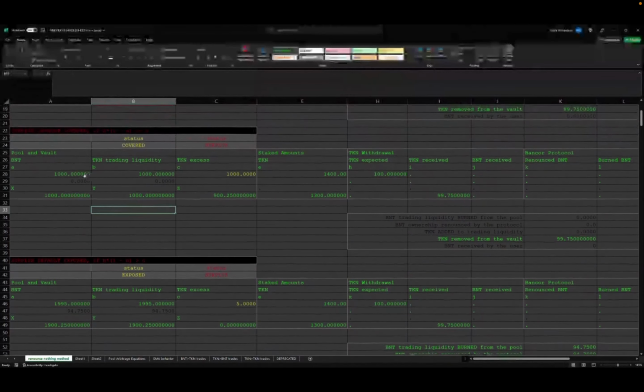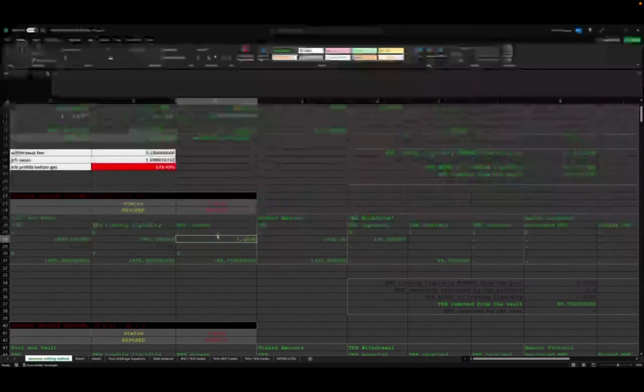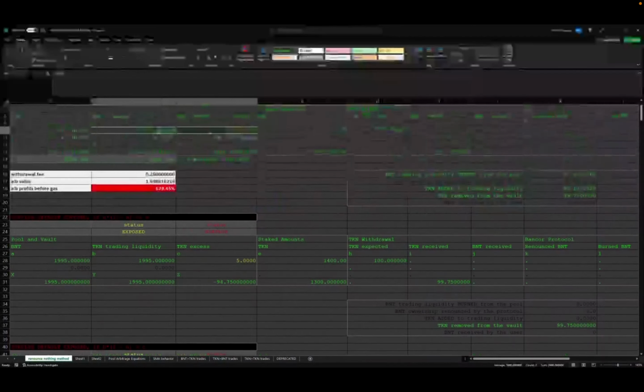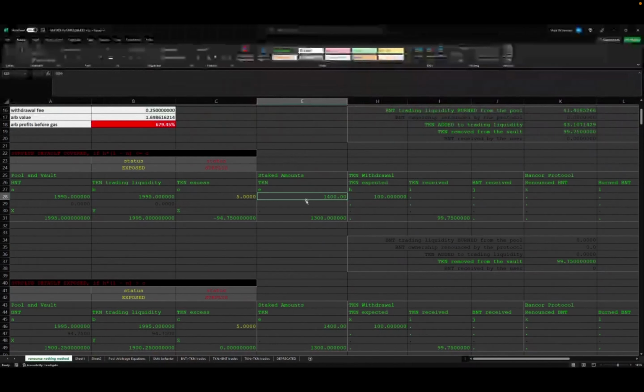So what we can do is change some of these balances around so that we end up with basically the same distribution of tokens. There's slightly more BNT now because there's more TKN trading liquidity, and there's a lot less in the excess, but there's still a total of 2,000 TKN, right? We didn't change the number of TKN in the system. And the overall surplus hasn't changed because the staked amount is still the same.